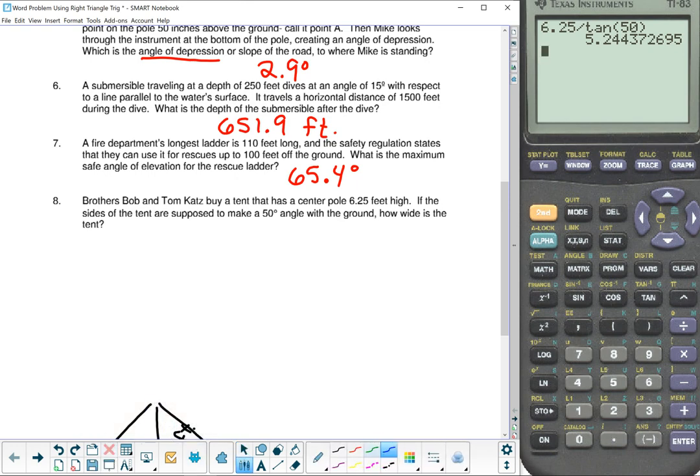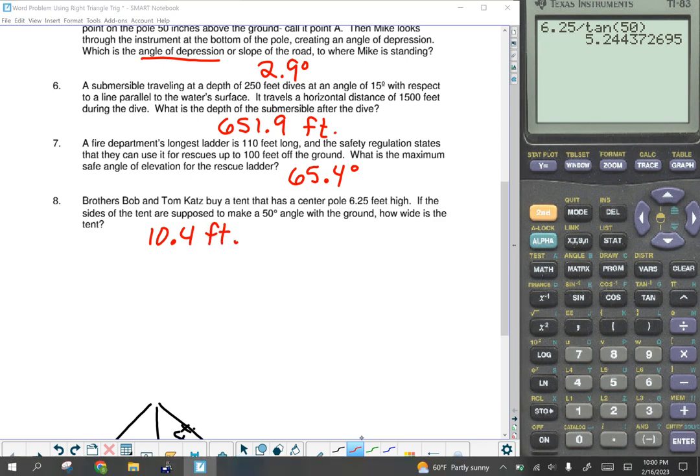But final answer: how wide is the tent? The tent is 10.4 feet wide. All right, we'll call it a wrap.